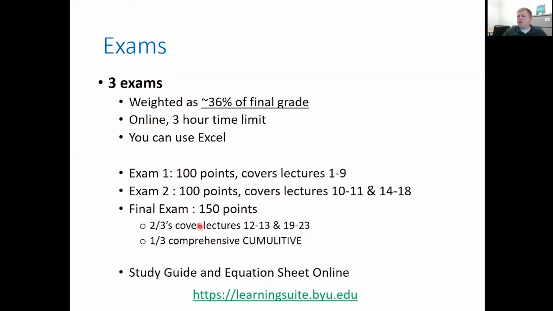And so the final exam will be worth 150 points. 2/3 of that will cover lectures 12 through 13 and 19 through 23. So we'll have about 100 points dedicated just to those lectures. And then the last 1/3 of the exam will be cumulative. And there is a study guide and equation sheet for you online on Learning Suite. Let me show you where those are at really fast.